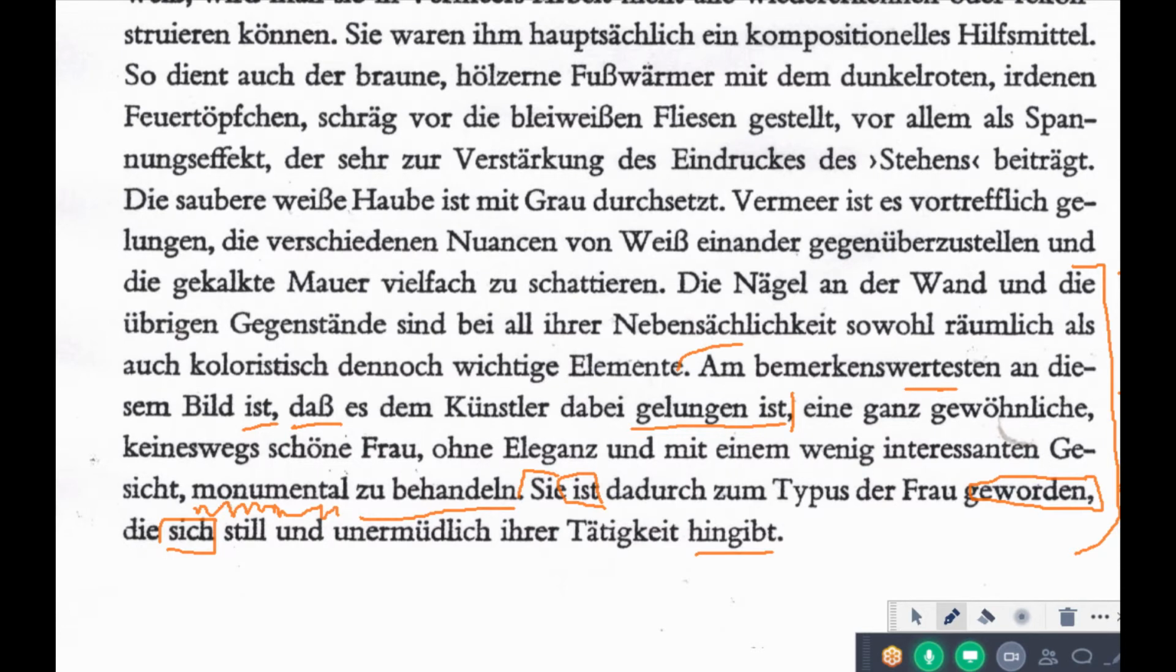Great. Very nicely translated. Okay. Well, thanks so much. I think that's a really nice conclusion of this long paragraph describing this very famous painting.